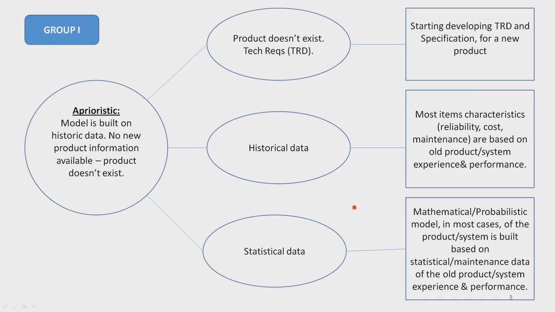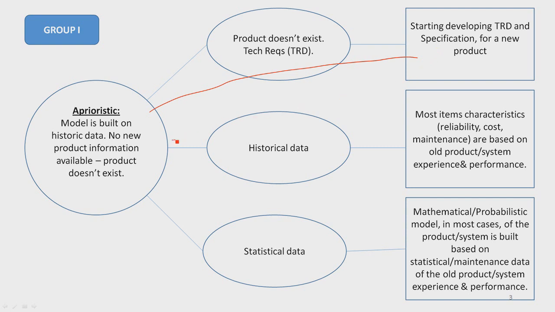Let's go to group 1. Group 1 I called a priori. The model is built on historic data, no new product information available, product doesn't exist. So the first item is the product doesn't exist. So we are just starting developing TRDs, specifications for a new product.